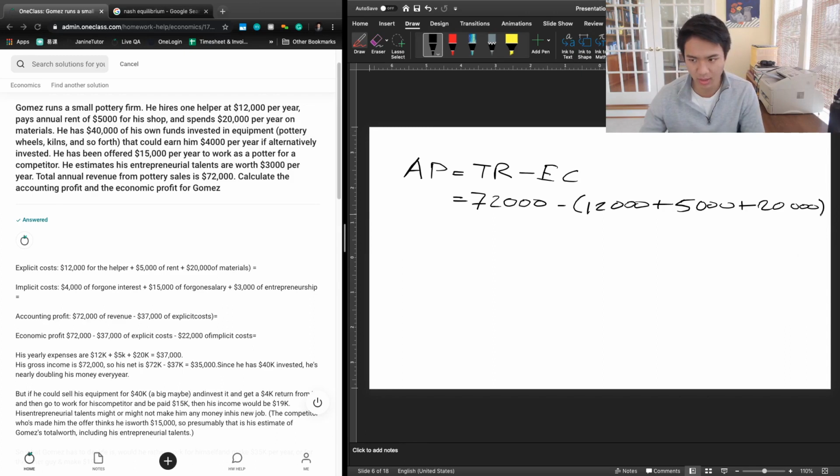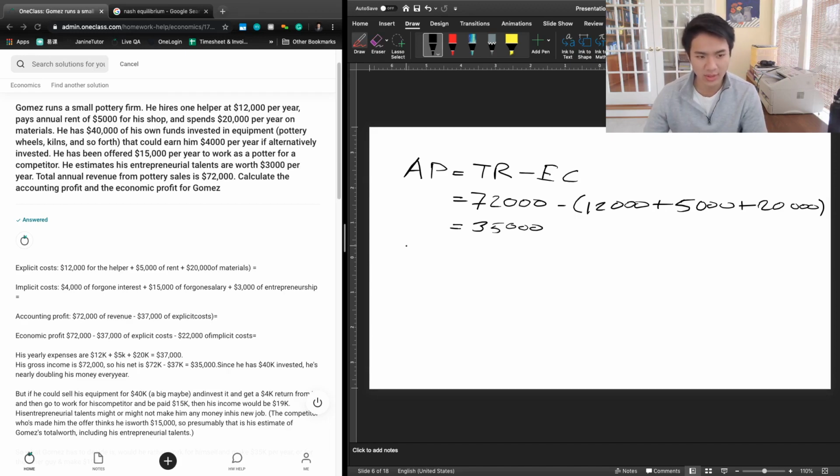And so this is going to be our total calculation for accounting profit. We have $72,000 minus $12,000 plus $5,000 plus $20,000. So this is going to give us a total of $37,000. So $72,000 minus $37,000 is giving us $35,000, right? So $35,000 is his accounting profit. That is the actual balance sheet profit that he is making every year.